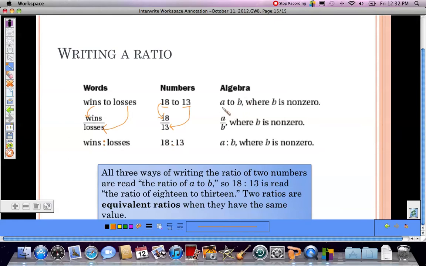Finally, in algebra, we know that variables represent unknown quantities. So these variables represent any number that could change. So this is read A to B, where B is non-zero, and finally A to B with the colon, where B is non-zero. B, the second number, can never be 0 because you cannot have 0 in the denominator's position.